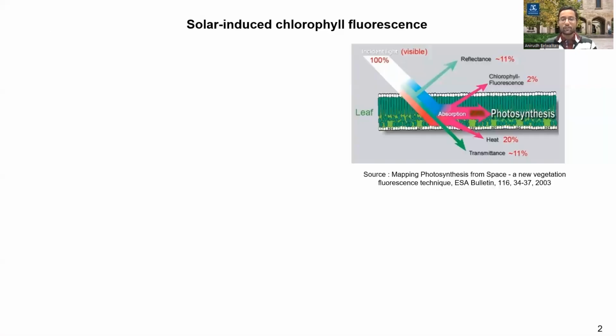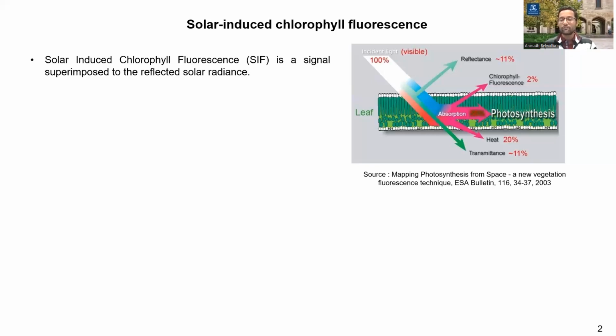About 78% of the energy incident on the plant leaves is absorbed, and the remaining energy is either transmitted or reflected. The absorbed energy cannot be fully utilized for photosynthesis, and the excess energy is partially dissipated in the form of heat and partially re-emitted in the form of an electromagnetic signal that gets superimposed on the reflected radiance. This signal is called solar-induced chlorophyll fluorescence, SIF, and it constitutes a very small fraction of the total incoming solar radiance.